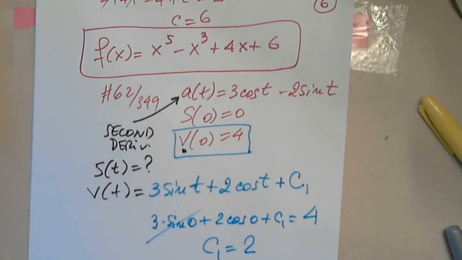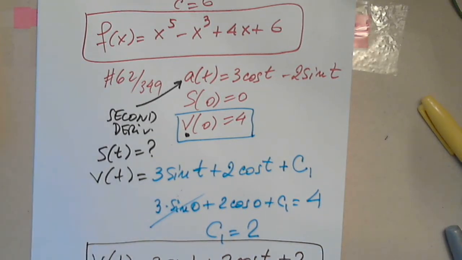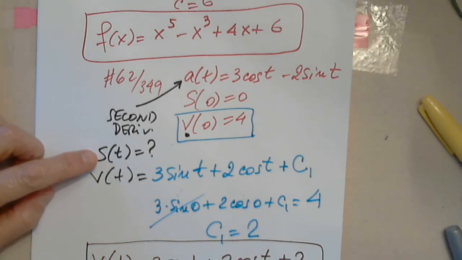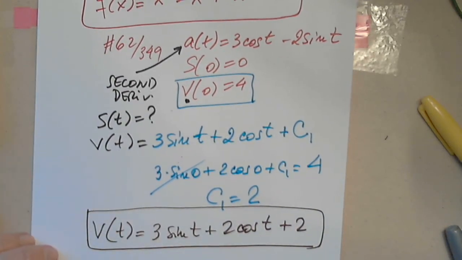At this point, I can say I determined the unique velocity function. There is no other v of t, but 3 sine t plus 2 cosine t plus 2. This is the velocity. However, this is not what I'm asked to find. I'm asked to find the distance. So I'm given the first derivative. Now I have to go back to the function.